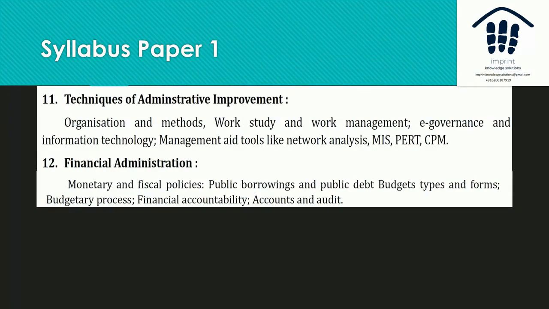Then the techniques of administrative improvement. When I took the exam, I remember a question on PERT or CPM used to come every time. E-governance and information technology are also there. Today, M-governance would be a part of this. A lot of things might not be mentioned, but might still be asked. Then financial administration, fiscal and budgetary policies. So basically in this, we just study the Union Budget. If you've done it well enough, that's good enough here.